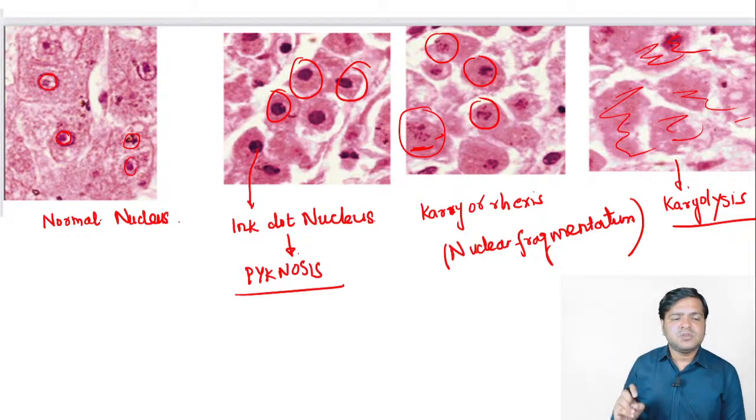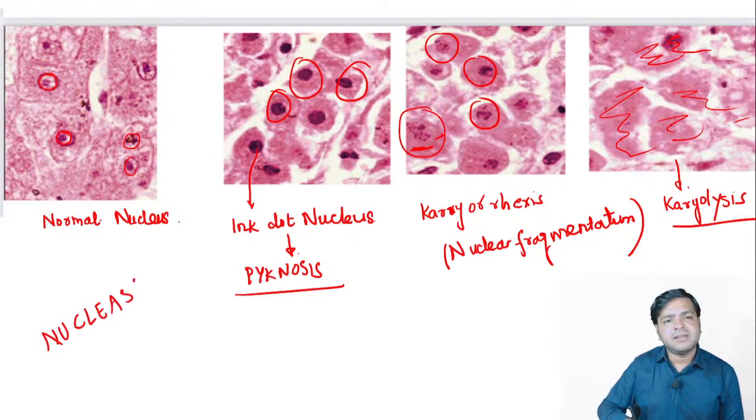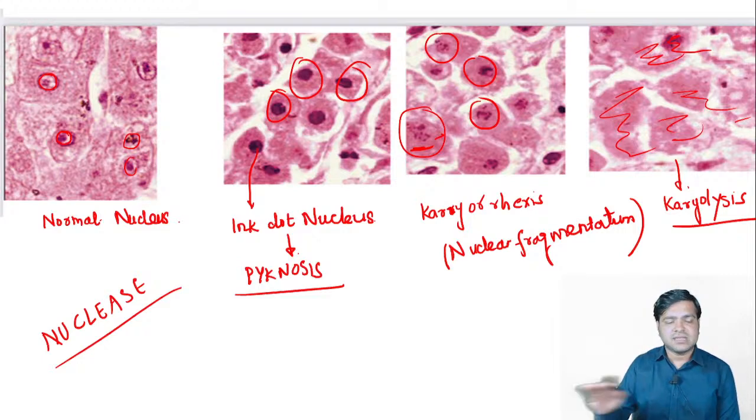So this is something which you see in irreversible cell injury. If there is an enzyme called nuclease, and it is activated, it will lead to the degradation of the nucleus in such a manner or such order.